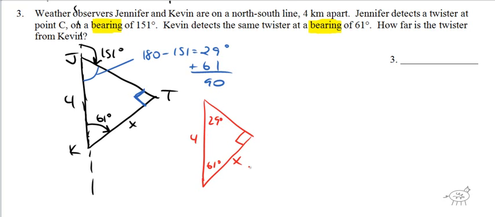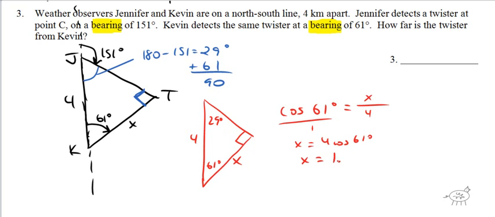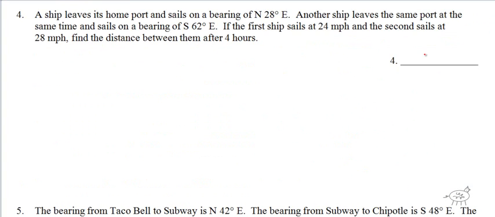So which trig function are you going to use here? Well, let's use cosine. Let's do cosine of 61. I could have also done sine of 29, but cosine of 61 degrees equals adjacent over hypotenuse. So adjacent is x over hypotenuse, 4. Cross multiply, I get x equals 4 cosine of 61 degrees. So x comes out to be 1.9 kilometers. Not bad. Okay, number 4.